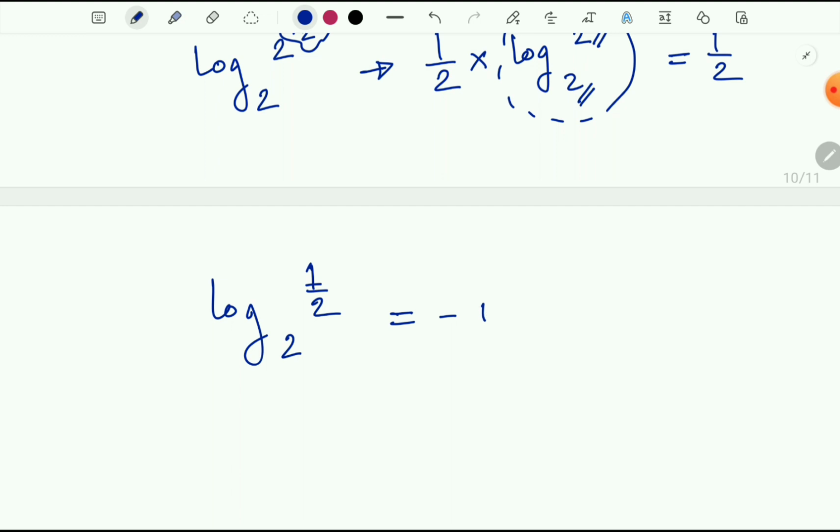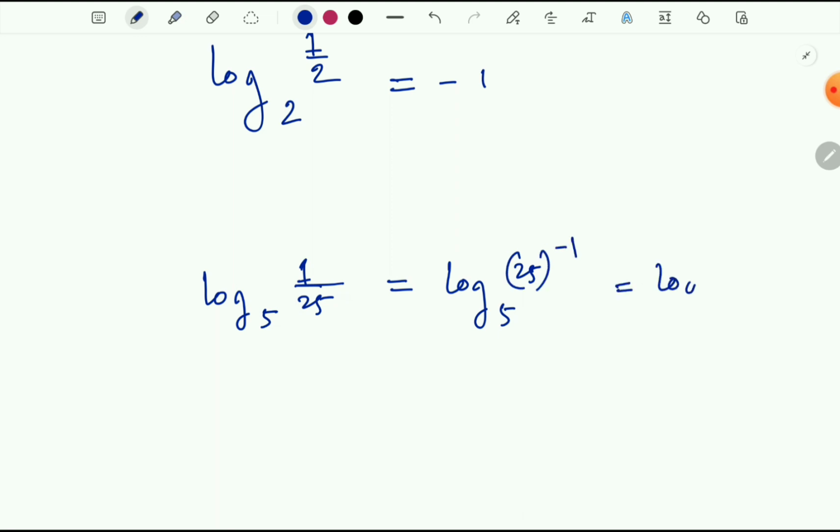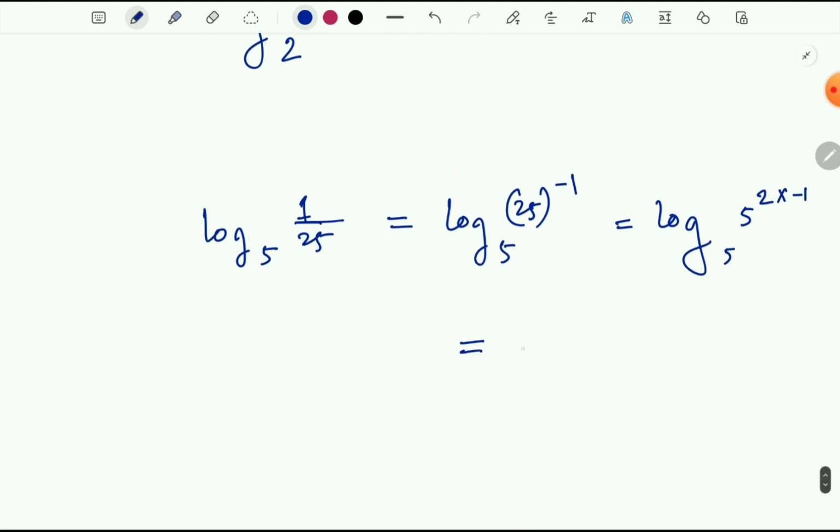This kind of problem usually comes in the exam, like complex problems. We can write a simple exercise for you, like log base 5 of 1 by 25. How can we write it? 1 by 25 we can write as 25 inverse, which is 5 square into -1. So this comes as power -2. We can simply write here, and log base 5 with argument 5 gives us 1. So our answer is -2. All right.